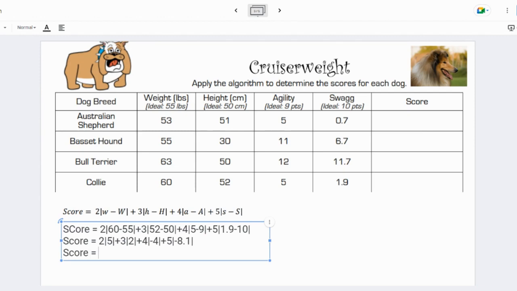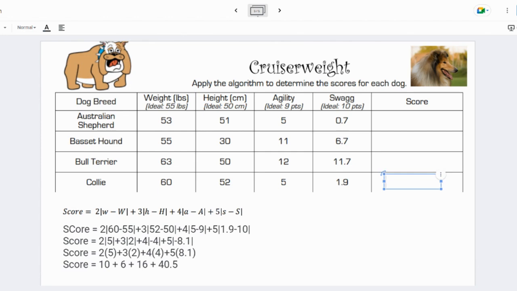Score equals 2 times 5 plus 3 times 2 plus 4 times 4 plus 5 times 8.1. Go ahead and multiply. Score equals 10 plus 6 plus 16 plus 5 times 8 is 40. 5 times 1/10 is 5/10. 40 and 5/10. Go ahead and add those up. 16 plus 16 is 32. 32 plus 40 and 5/10 is 72 and 5/10. Looks like our collie, our Lassie dog, is in second place.